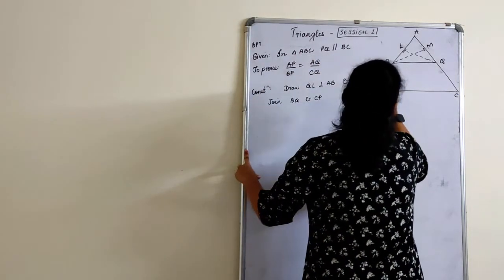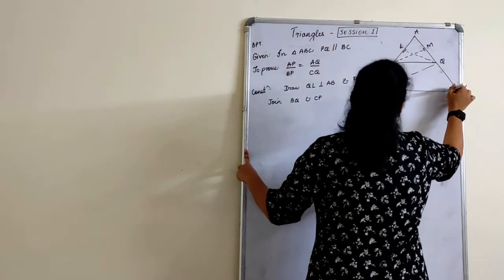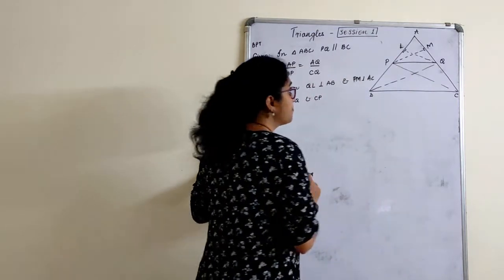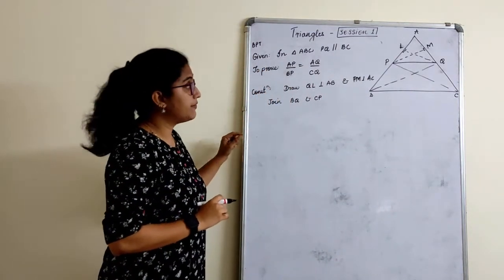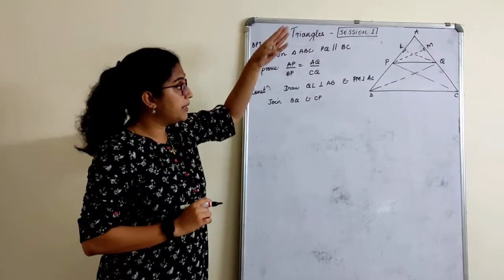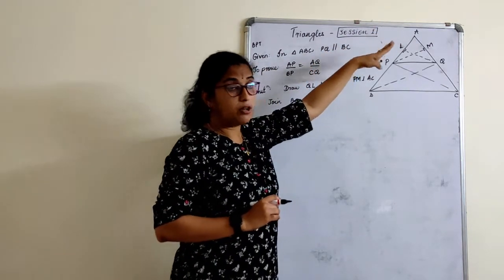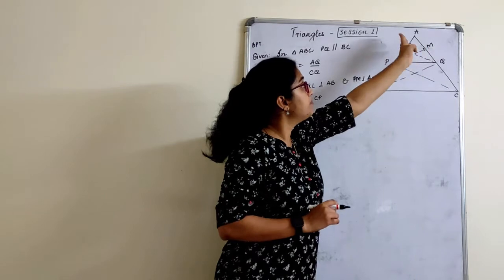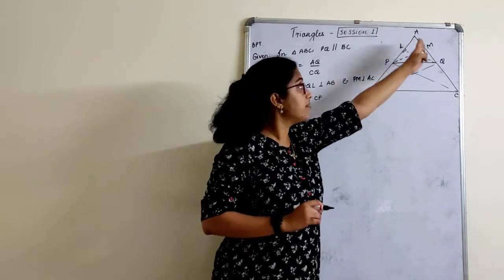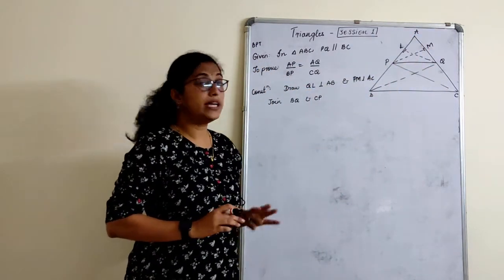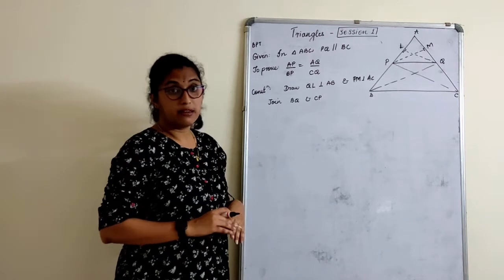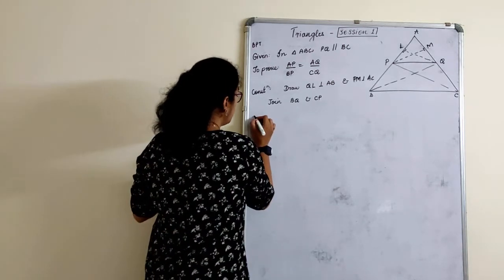Whenever we have a construction, we always use a dotted line to join. Is this very clear? So what we have done: draw QL perpendicular to AB. Perpendicular to AB means perpendicular to AP also. And PM perpendicular to AC, that is nothing but perpendicular to AQ also. Now till here it is very clear. We'll start with the proof.